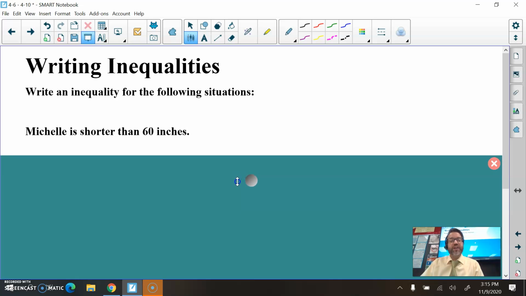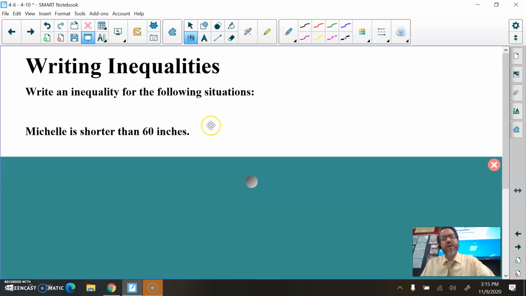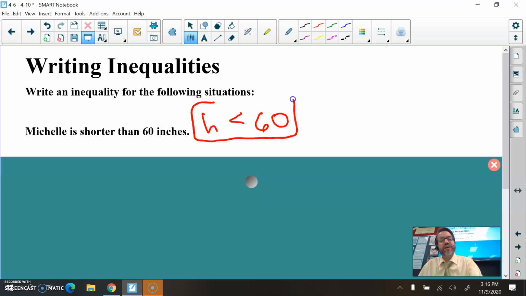Michelle is shorter than 60 inches. Well, do we know how tall Michelle is? We really don't know. It doesn't say. All we know is she is shorter than 60 inches. We're talking about her height here, so I'm going to use h for my variable, and I'm going to say her height, h, is less than 60, and that would be a good inequality for this situation. Her height is less than 60.